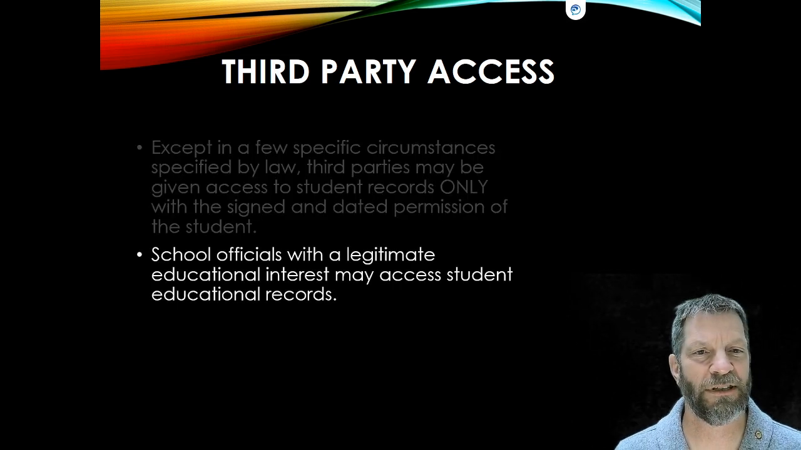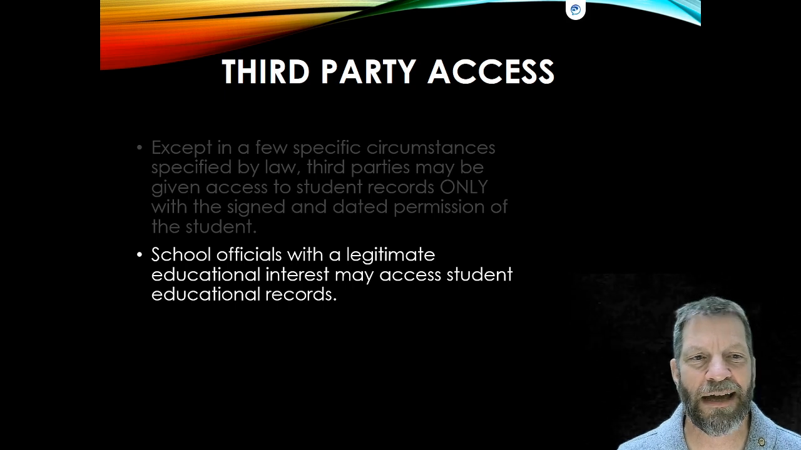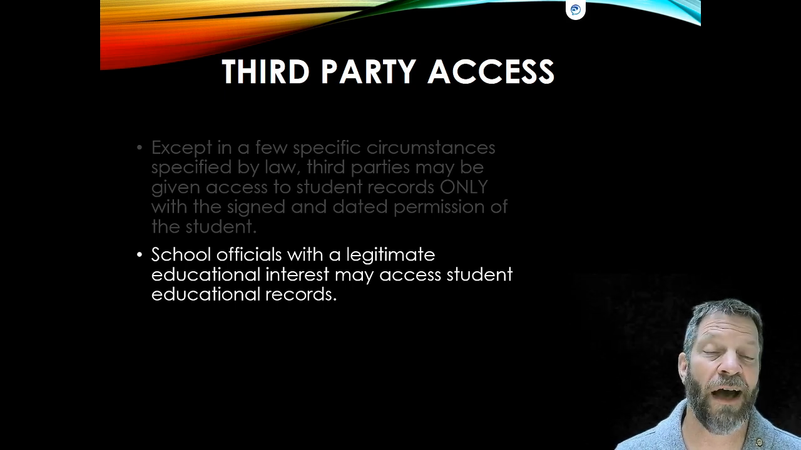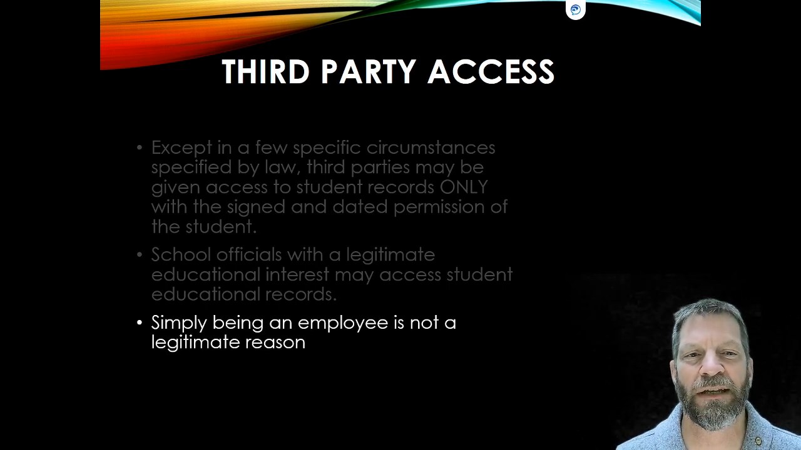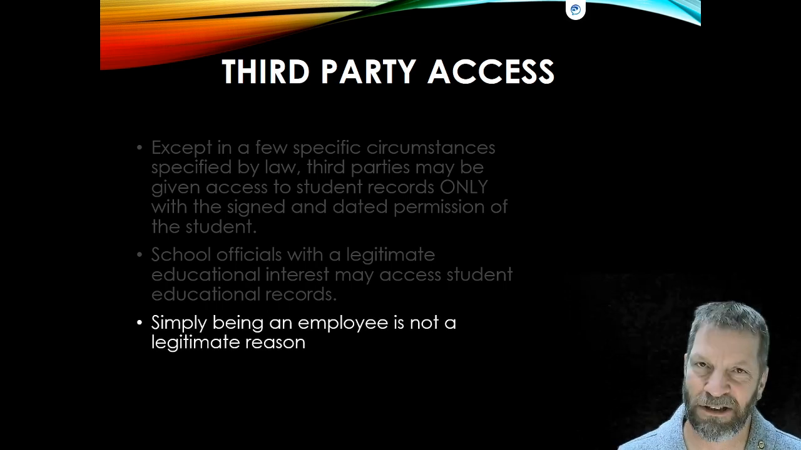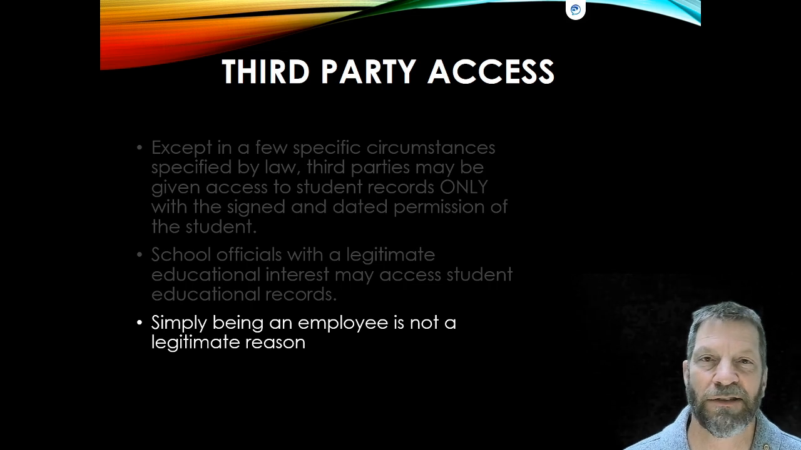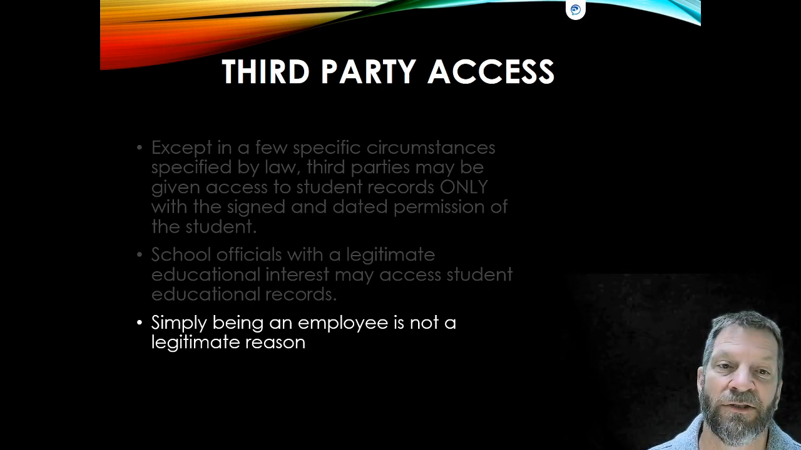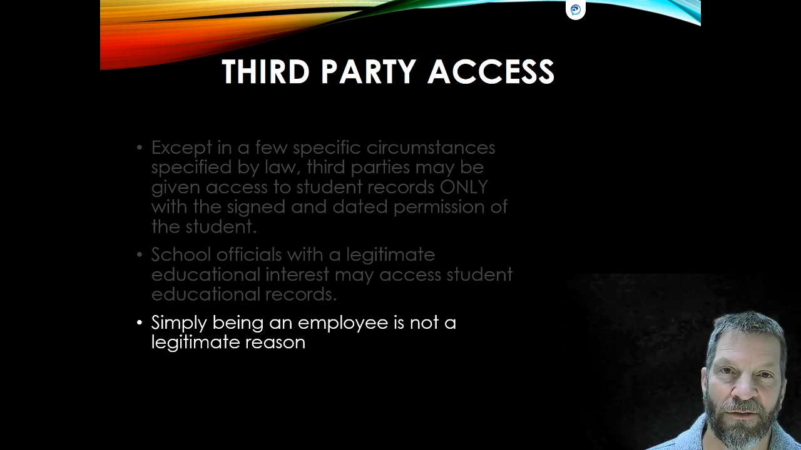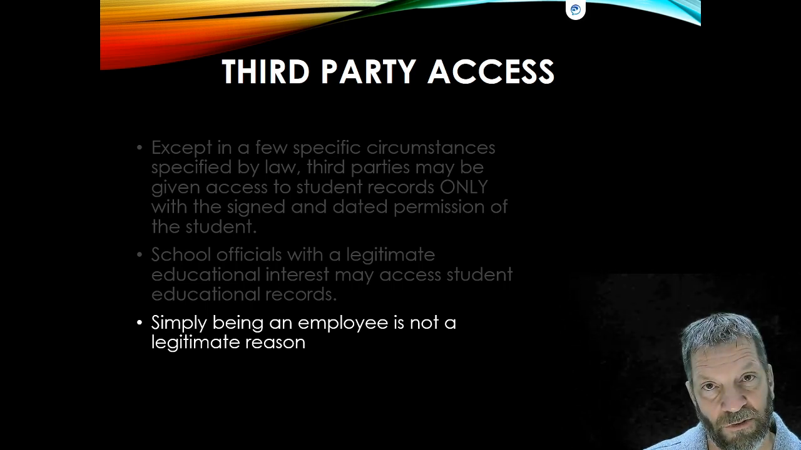School officials with a legitimate educational interest may access student educational records without this written permission. Simply being an employee, however, is not a legitimate reason. Being a spouse is not a legitimate reason. Being a parent is not a legitimate reason to access student records. You have to have written permission, with the exception of employees with legitimate needs to know and others as specified earlier.